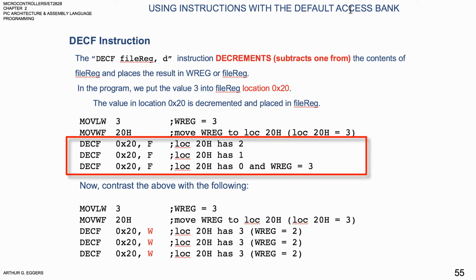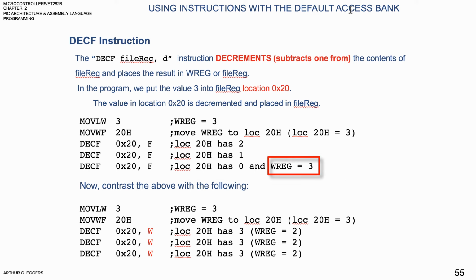So the first time it goes through, pulls the value from the working register, 3, decrements it by 1, and now we have 2 at file location 20. The next decrement does the same thing, but now the value at the location was 2, it decrements it by 1, and now you have 1 at the location. And then finally we have a decrement at location 20, keep it at location 20, decrement by 1, and we're at 0. Notice that the whole time the working register remained unchanged.